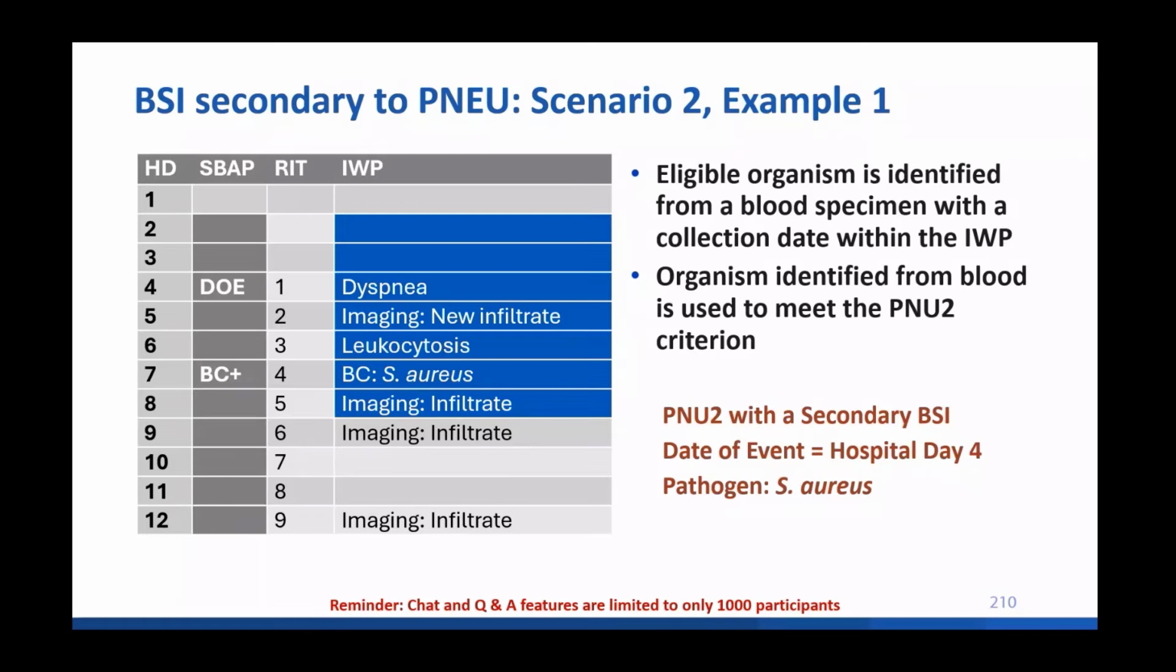So we'll look at our first example, and this one is pretty straightforward. A blood specimen with Staphylococcus aureus, which is an eligible pathogen for meeting pneumonia, is collected within the pneumonia infection window period, and the organism is used as an element to meet pneumonia 2, and the BSI is attributed as a secondary BSI to pneumonia.